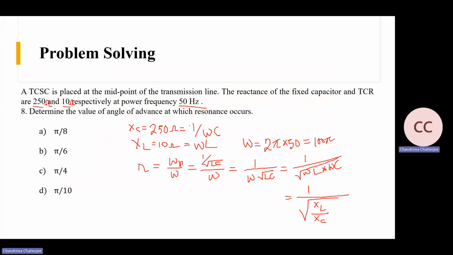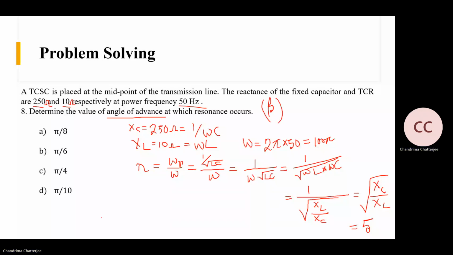Inductive reactance XL. And we can write it like root over XC by XL. XC value we know, XL value we also know, 250 and 10. So this becomes root 25, that is 5. So we got the lambda value as 5. Now we need to find out the angle of advance, that is the beta value, during resonance condition.